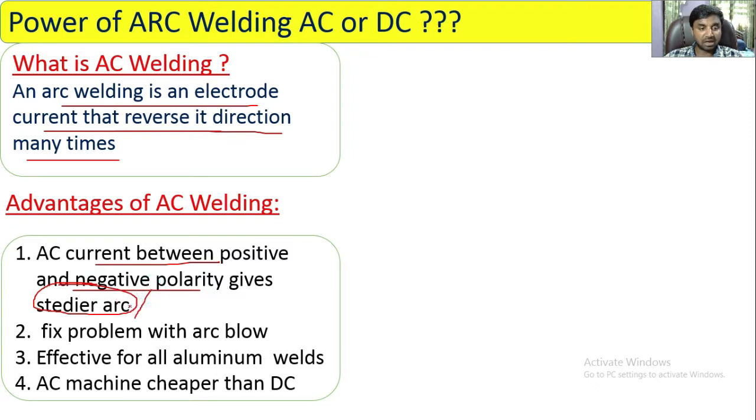So a steadier arc we can get here. It fixes the problem of arc blow; you cannot see arc blow in AC welding. It is effective for aluminium welding, because it removes oxides. That's why it is very good for aluminium welding. The AC machine is cheaper than DC. So these are the advantages.